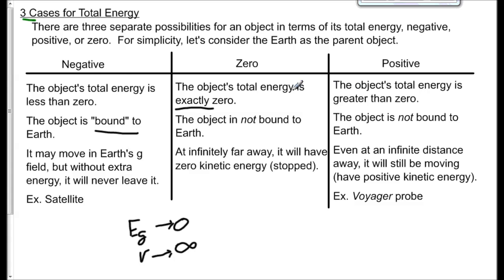So like zero, this object is not bound to Earth. But the difference here is that even when it's infinitely far away, or far enough away from the object that we consider the GPE to be zero, it's still going to be moving. It's still going to have positive kinetic energy. And so this means this thing will never come back to Earth unless another force acts on it. So it'll just take off and be gone.